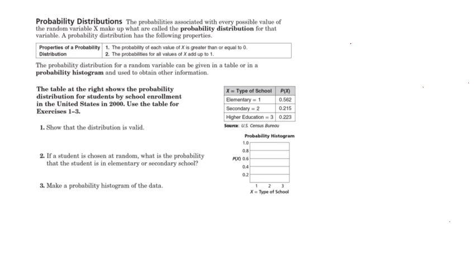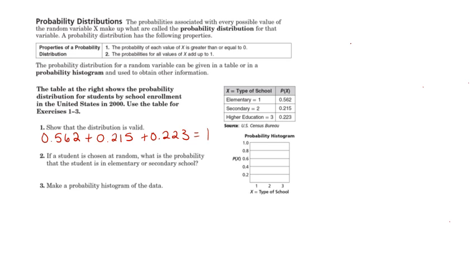So first we're going to say that they're valid. We know it's valid because all of the probabilities are 0 or higher. There are no negative probabilities. And we want to make sure that all those probabilities add up to 1, because if I talk to a student, the probability of that student being in elementary, secondary, or higher ed should be 100%, since those are the types of kids I talk to. When I add those, I do get 1. For instance, 0.5 heads plus 0.5 tails equals a probability of 1.